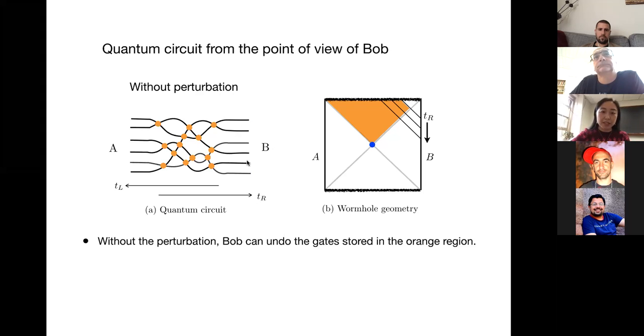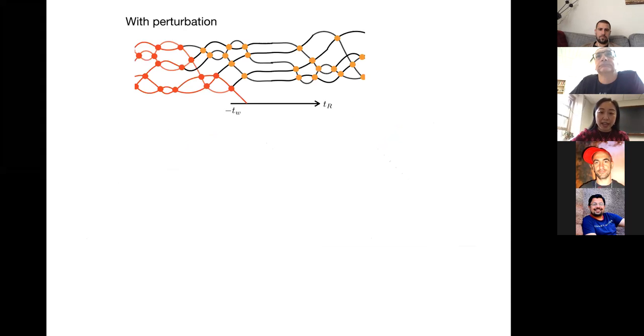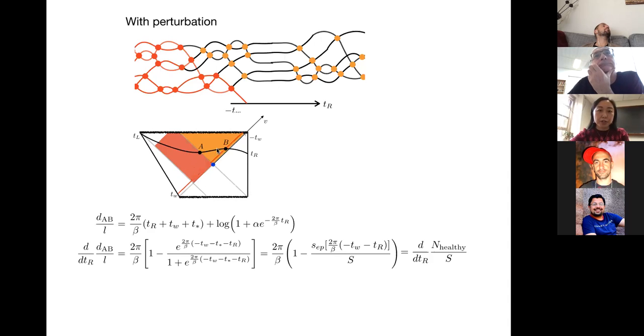When we decrease the right time, Bob will just undo the gates stored in the orange region. This is without perturbation. He will undo the gates stored here at a steady rate. But with perturbation, the story will be different. What do we expect? We expect that with perturbation, Bob, who holds the right-hand side, can undo these orange gates, but Bob should not be able to undo the red gates. So this feature must show up. Let's see how this feature shows up.